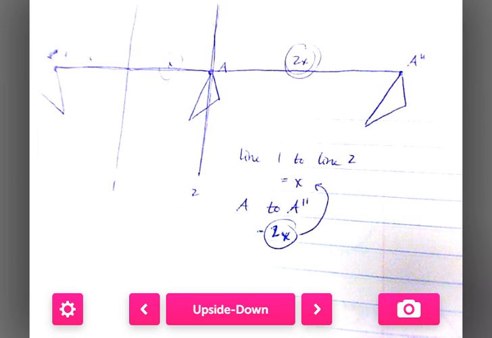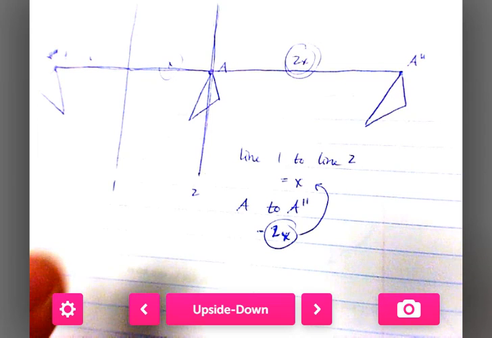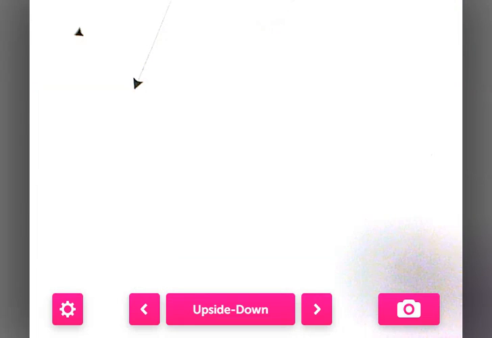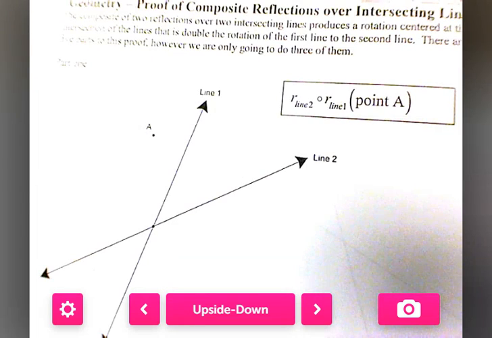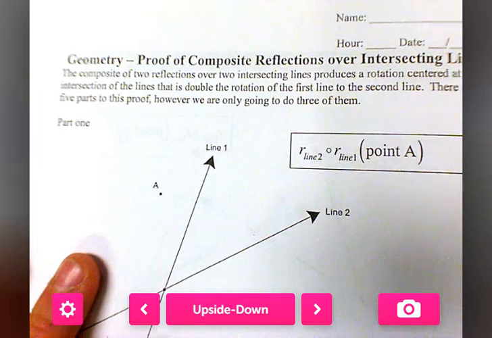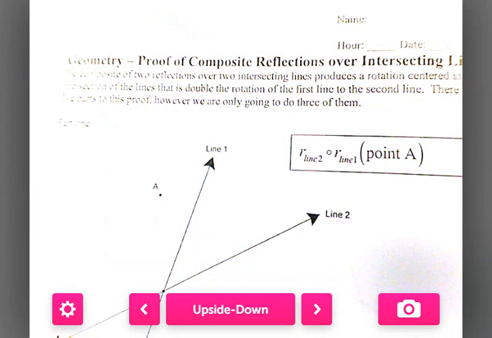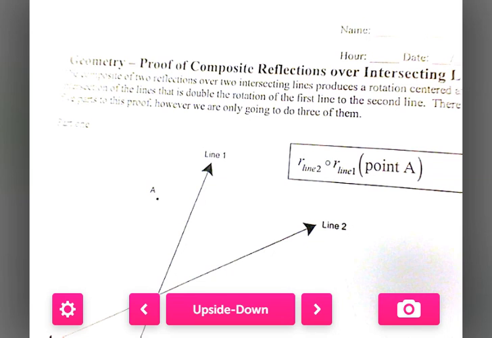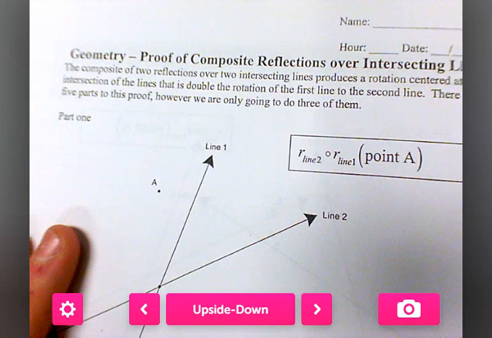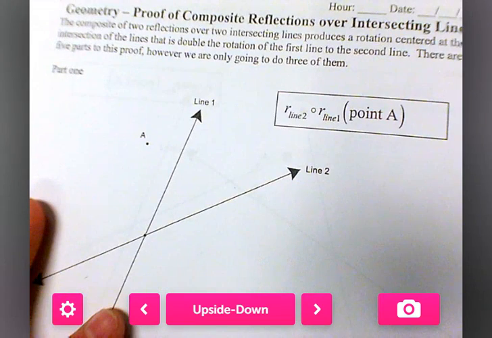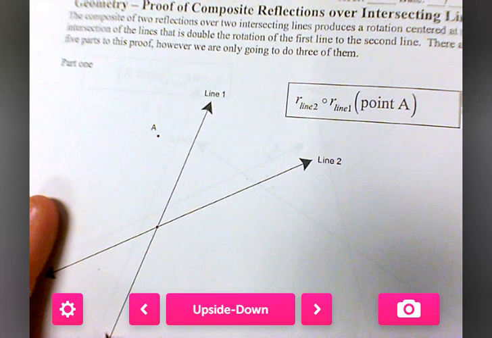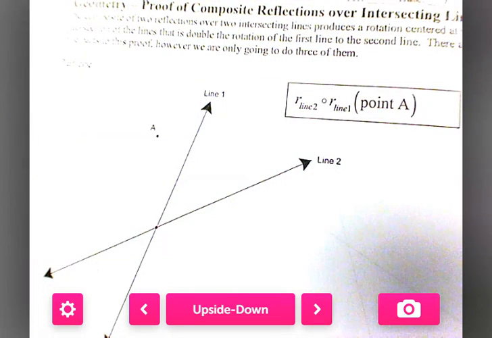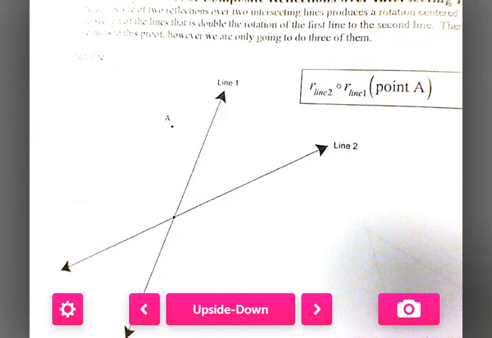Perfect. Okay. So now if you'll pull out the note sheet for today, it looks something like this. It's the bolded one. It says proof of composite reflections over intersecting lines. Okay, so here we go. Now this is new, so we want to make sure that we're paying attention, keeping our phones away, all that stuff. All right, here we go.